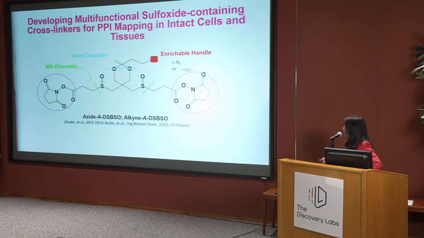So in addition to specific cross-linking analysis, we'll also try to study protein-protein interactions on the global scale. So we developed a multifunctional cross-linker called azide-A DSBSO or alkyne-A DSBSO. This linker has a couple of different features. They also target the lysine group, and they also have MS-cleavable sites, but we added an enrichable handle used through click chemistry conjugation for affinity purifying the cross-linked peptides. And then we have an acid-cleavable site to release the cross-linked peptides after affinity purification.